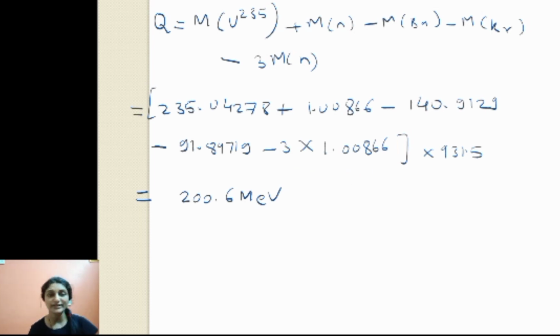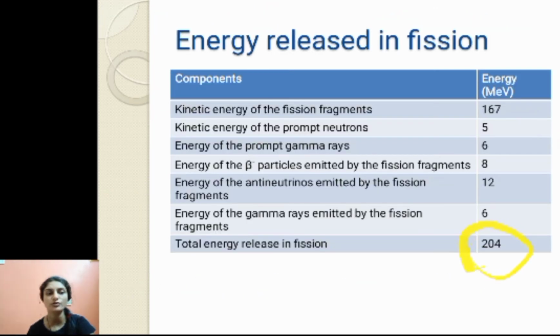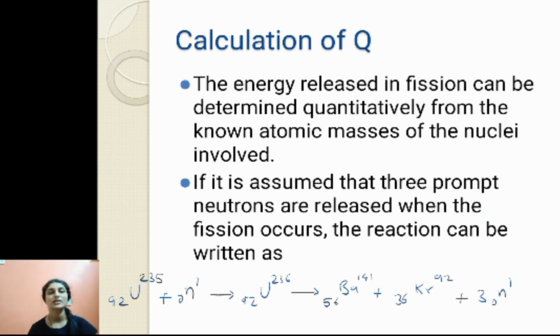If I calculate the difference in mass between reactants and products and multiply it by 931.5, because the difference in mass is in AMU, and AMU multiplied by 931.5 MeV gives a value in MeV. The Q value which I get here is around 200.6 MeV, which matches what we calculated over here, where the value was 204. So it is almost matching. This is how you can calculate the value of energy released in a nuclear fission reaction.